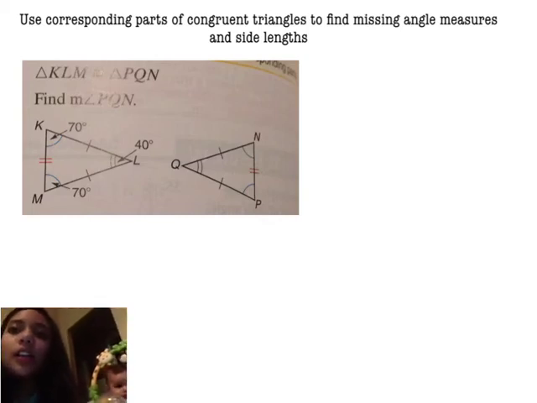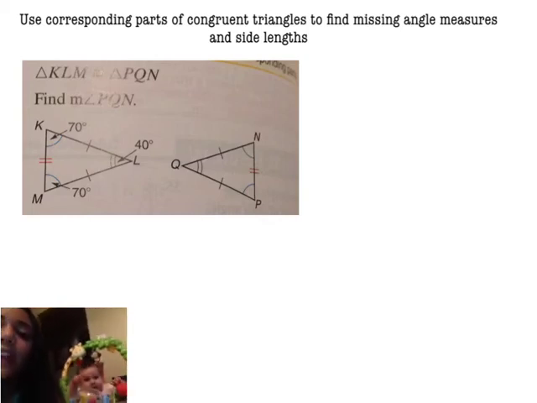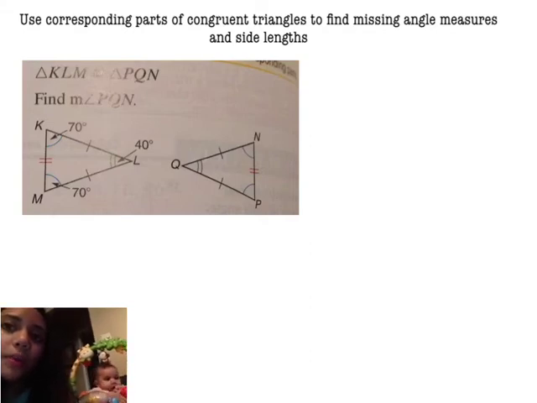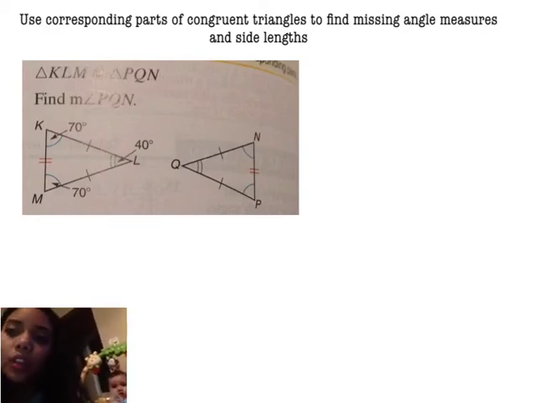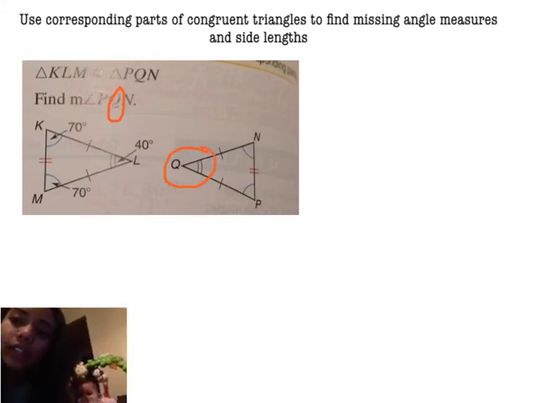Okay, so I want you to draw this in your notebook, and then I want you to see if you can figure out what the measure of angle PQN is, and pause the video. So if you look at angle PQN, PQN means that you're looking for Q, because that's the one that's in the middle. And what do you notice about angle Q? Well, angle Q has 2 tick marks.